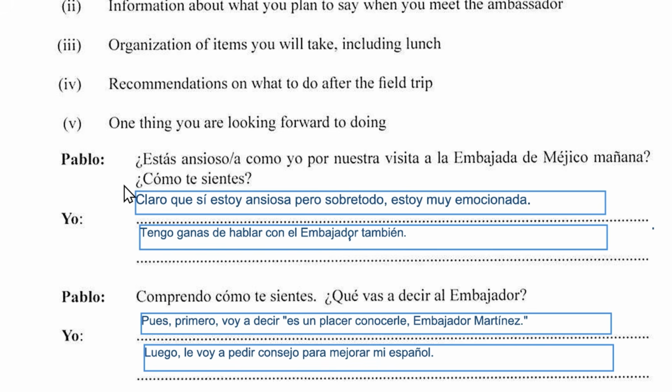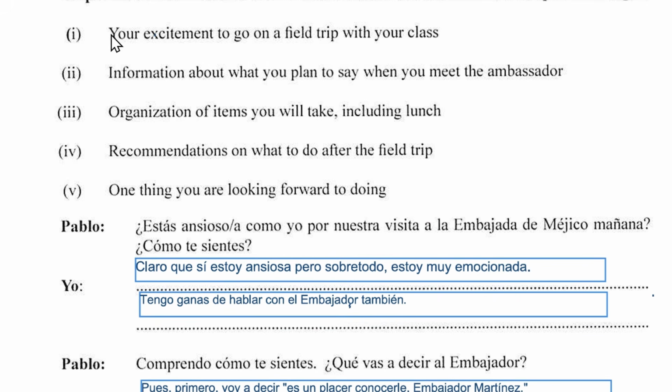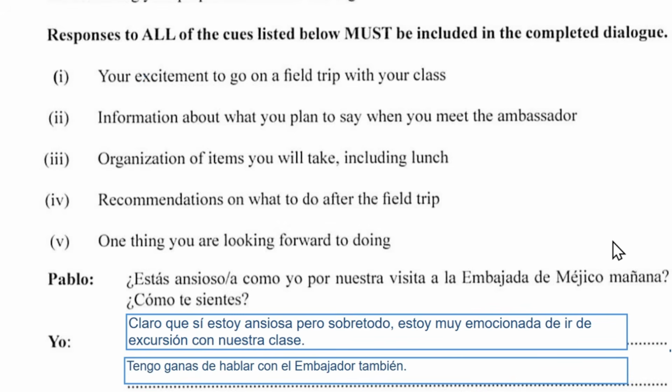We don't just want to jump to the responses when a question was asked because it wouldn't follow up nicely. So we're answering two questions here, which is, are you anxious and how are you feeling? Now, if we go back to the cues, it said that we're feeling excited. So we're not just going to leave it at, oh, yes, I'm anxious, because the cue told us that we're excited. And not only excited, but excited to go on a field trip with your class.